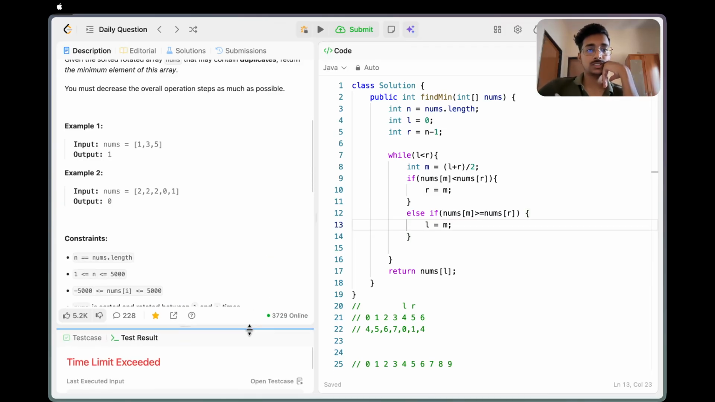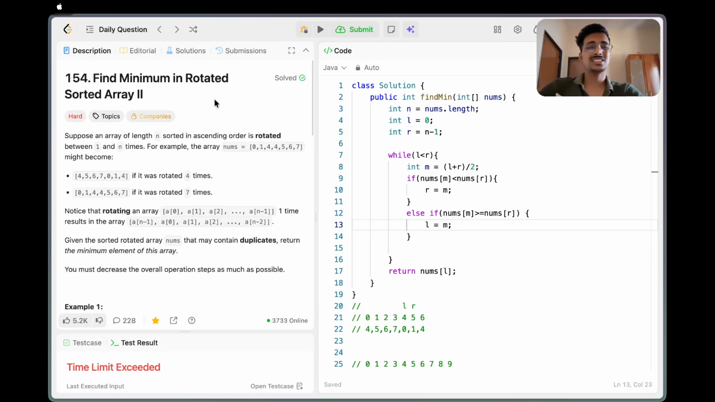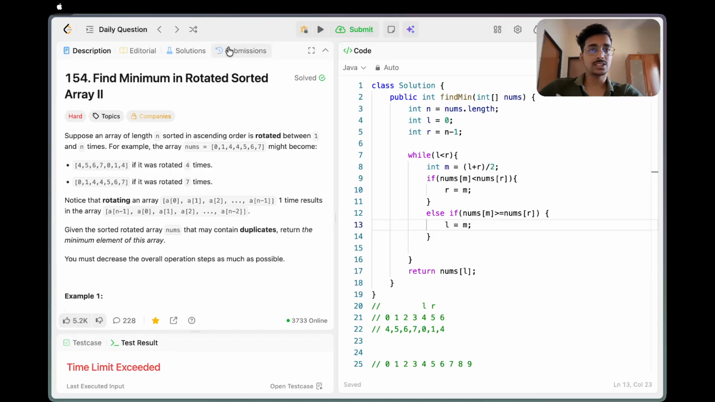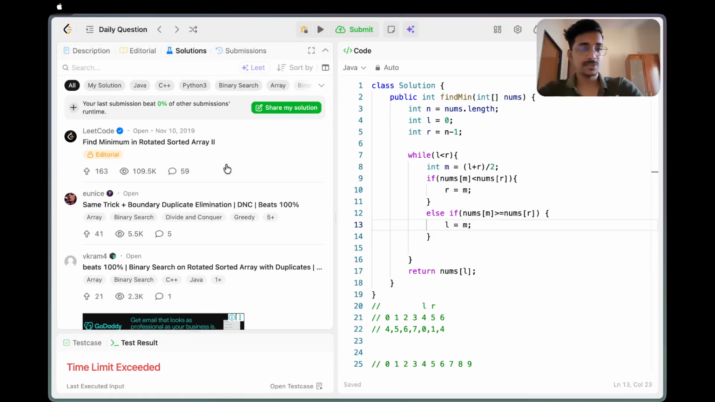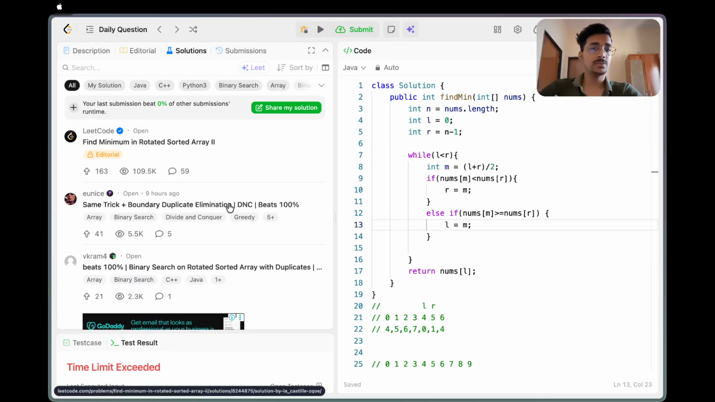It's not working. Let's learn this, okay? Whatever brain juice I have, let's use that brain juice to learn it and understand it properly. Same trick plus boundary duplicate elimination. DNC, what is this?